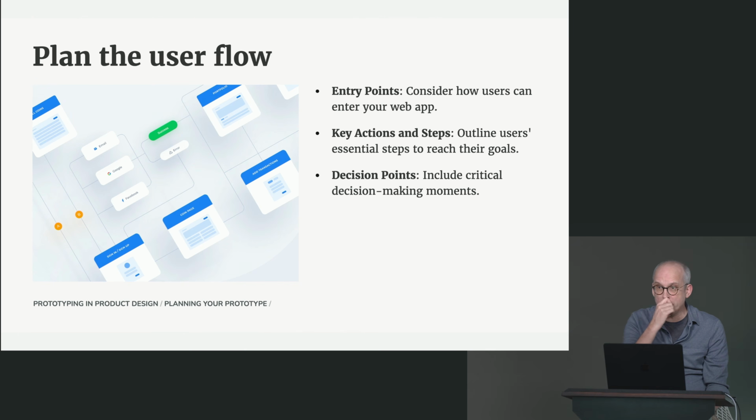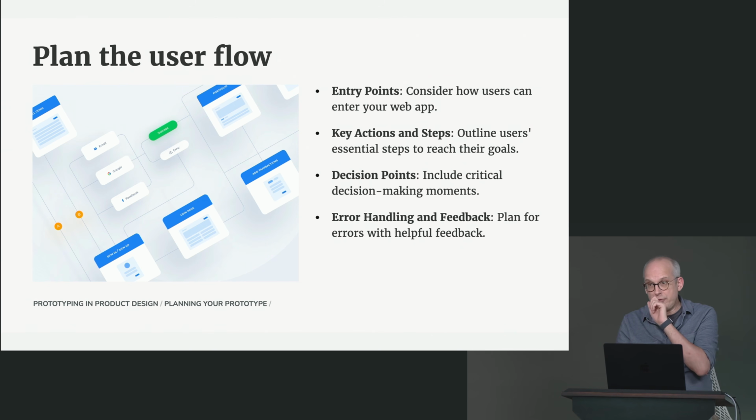Then there's decision points. So identifying critical decision moments in the flow. So for example, with an e-commerce site, there is obviously the decision of whether to add something to basket, but there's also then the decision of whether to actually proceed through checkout, because a lot of people add things to a basket and then abandon it. So knowing when those key moments are in the app often is important.